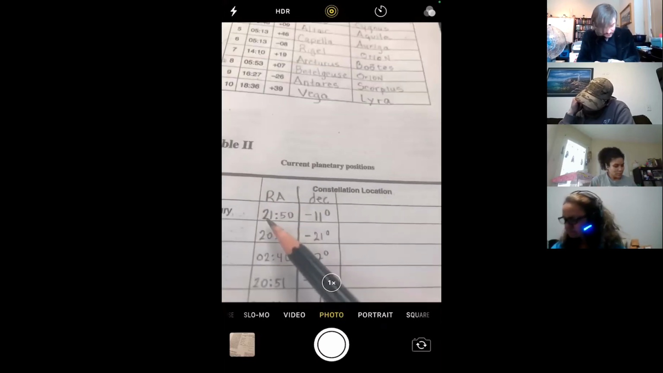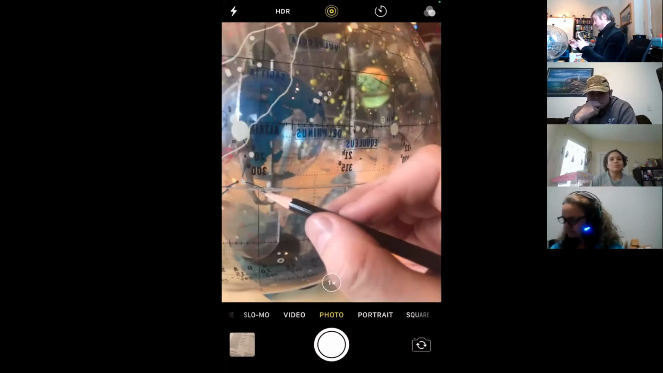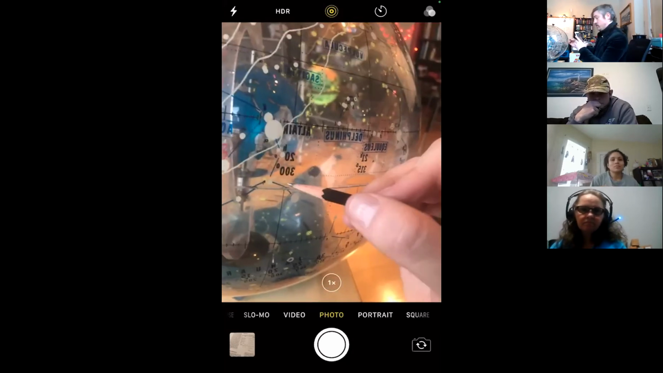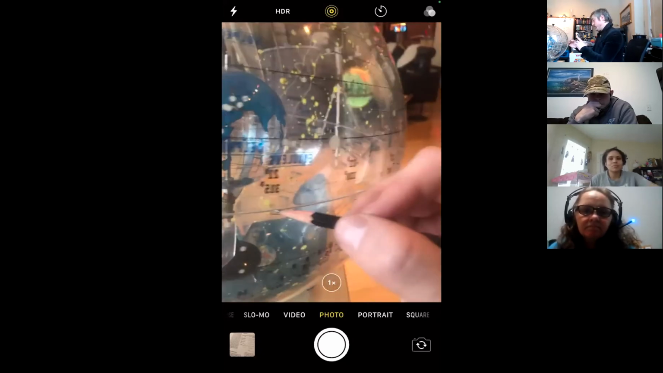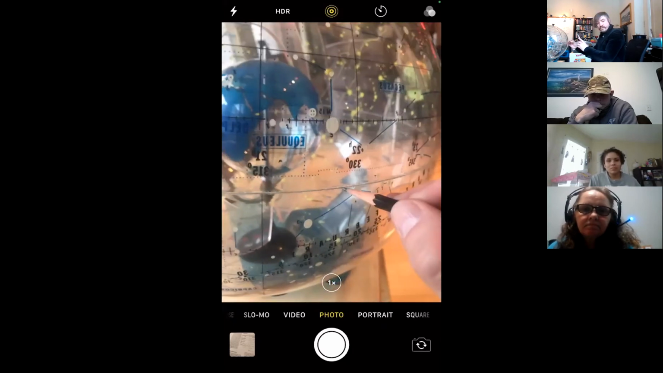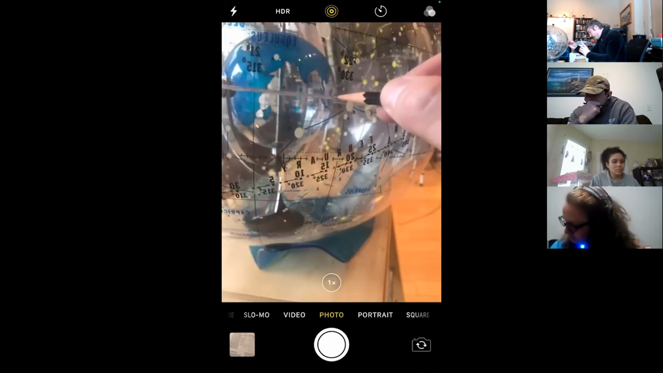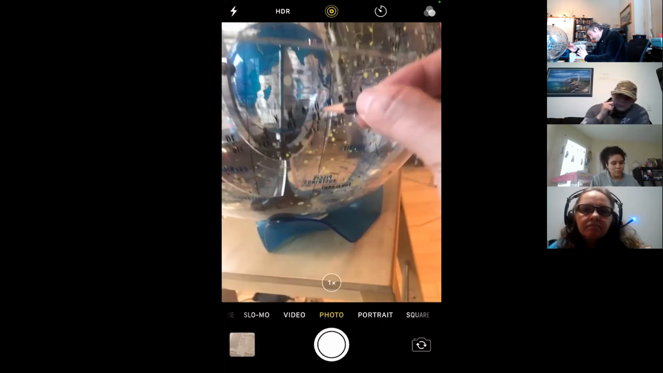Let's start with Mercury. 21 hours 50 minutes and negative 11. So here's 20. Oh, sorry, we want 21. There's 21 hours and 50 minutes. It's almost to 22. And then minus 11 brings us just over this edge here.